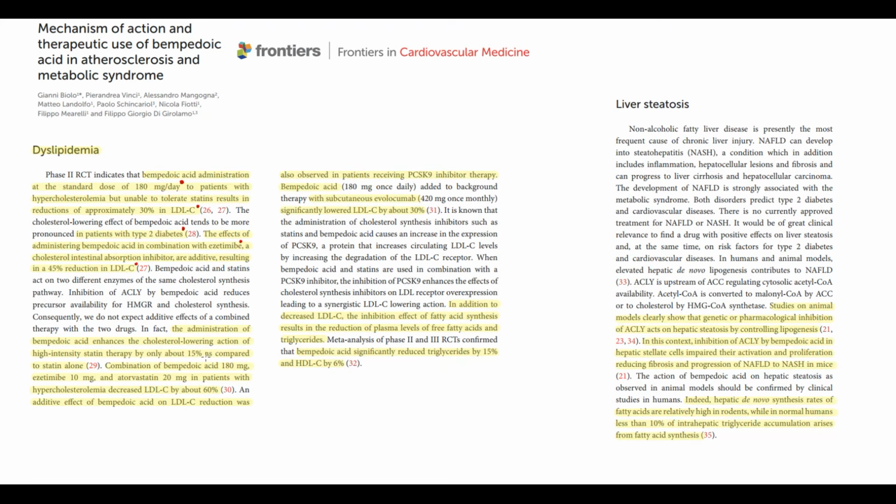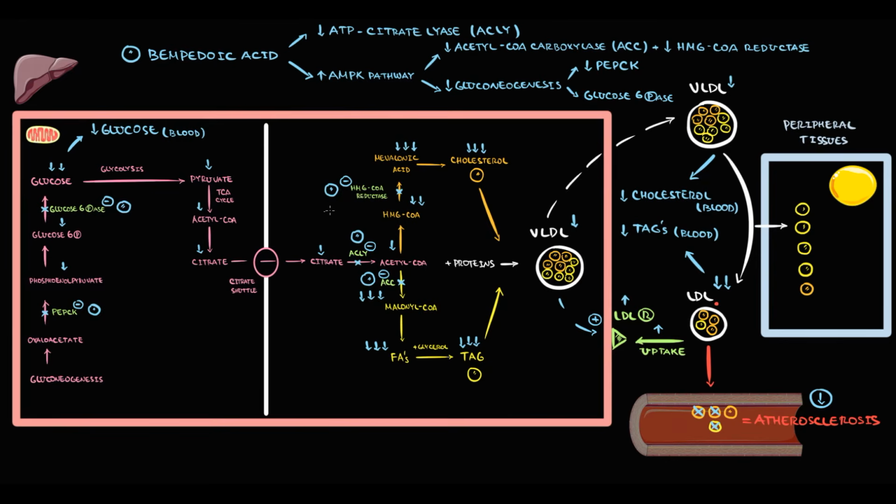Also, we can use bempedoic acid in combination with statins. This can provide an additional 15% reduction in LDL cholesterol. The reason why combination with statins is not as effective as combination with ezetimibe is the very similar mechanism of action. Statins block HMG-CoA reductase, and because bempedoic acid already, to some extent, inhibits the activity of HMG-CoA reductase, statins just potentiate this inhibition.